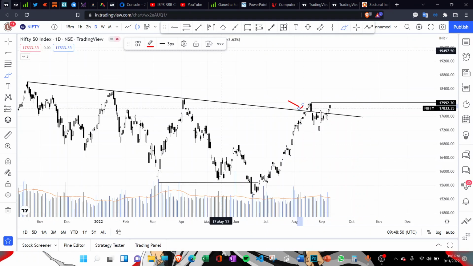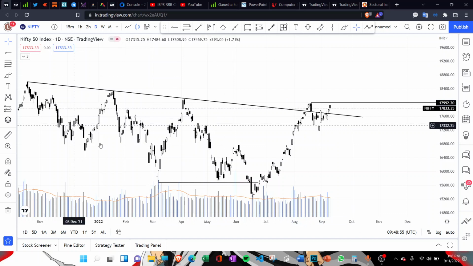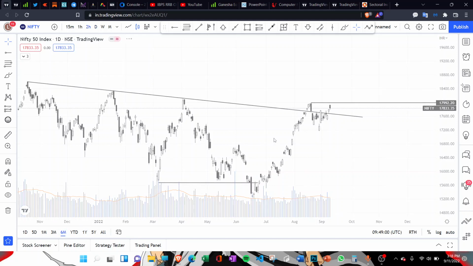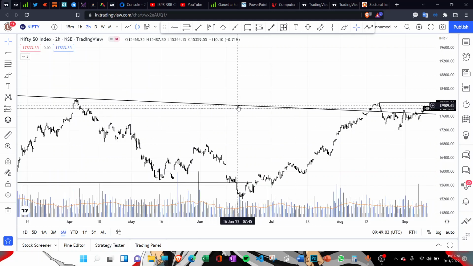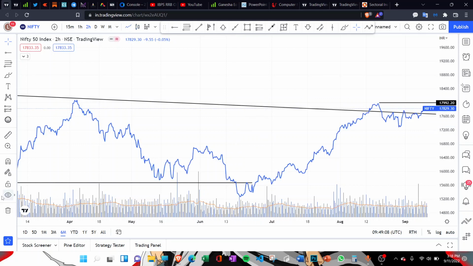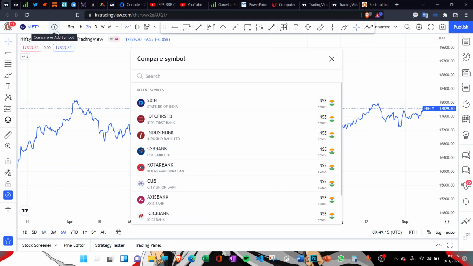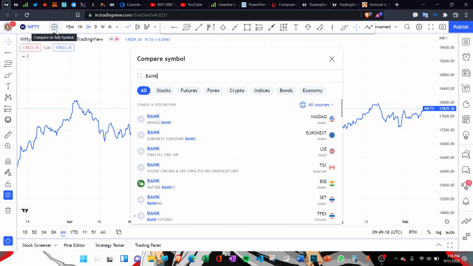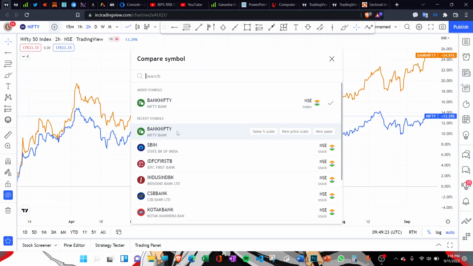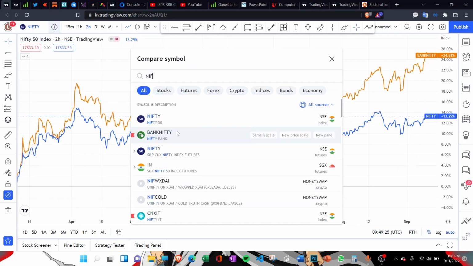Next, we'll go to TradingView and take a look at how these sectors have performed over the last 6 months. We'll be using the 6 month time frame and the line chart, just for clarity. First, we'll keep the Nifty 50 as our benchmark index. Then we will compare it with the Nifty Bank index. First, we'll add the Nifty Bank. Then we have the Nifty IT index.